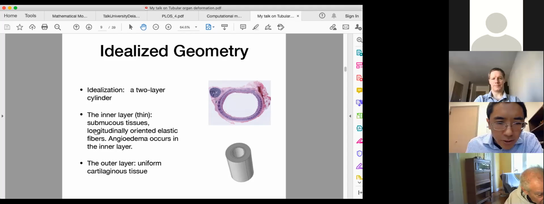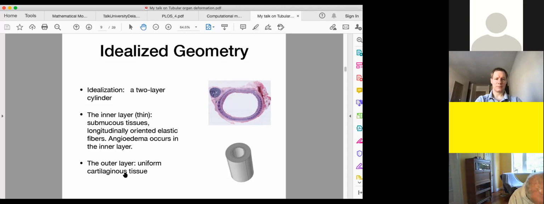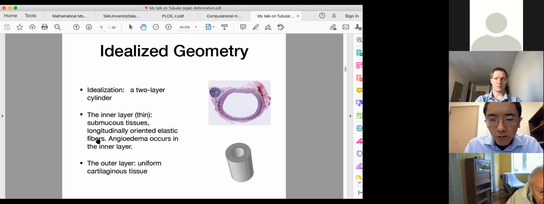In the inner layer, we have the submucous tissues, and also longitudinally oriented elastic fibers. The angioedema occurs in the inner layer because the tissue there is very soft and can easily accumulate water. The outer layer is uniform cartilaginous tissue, so it's hard, and we don't have swelling there.